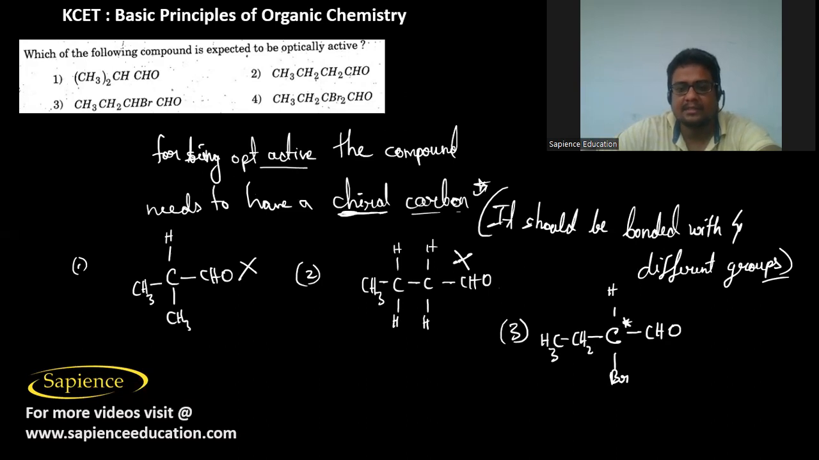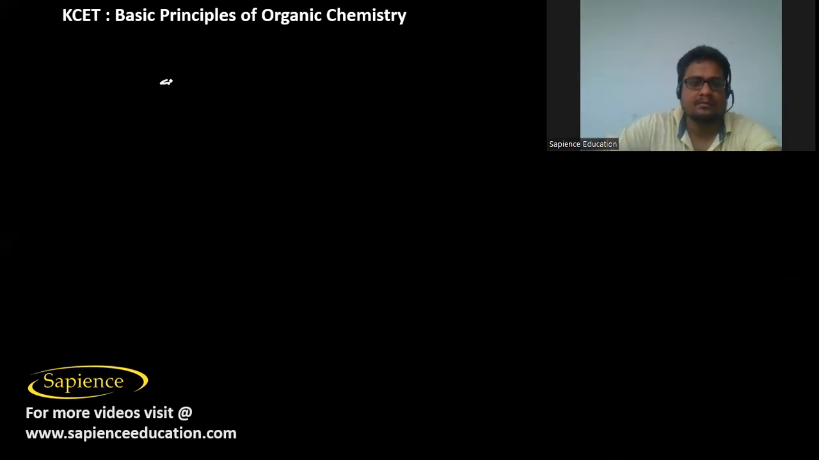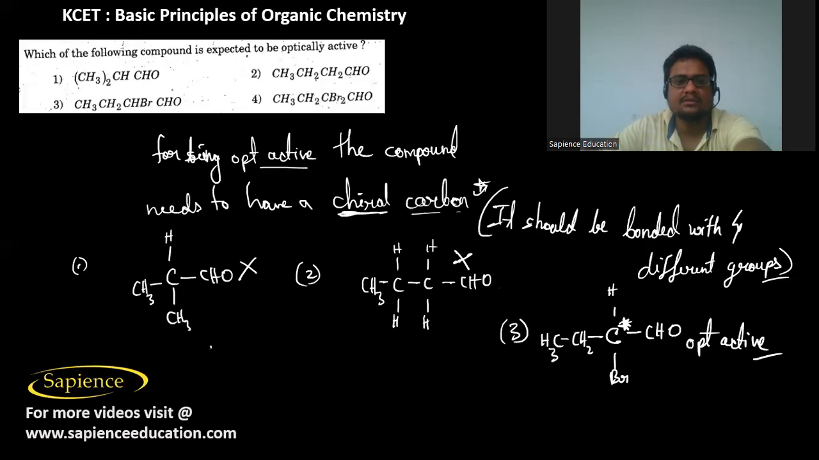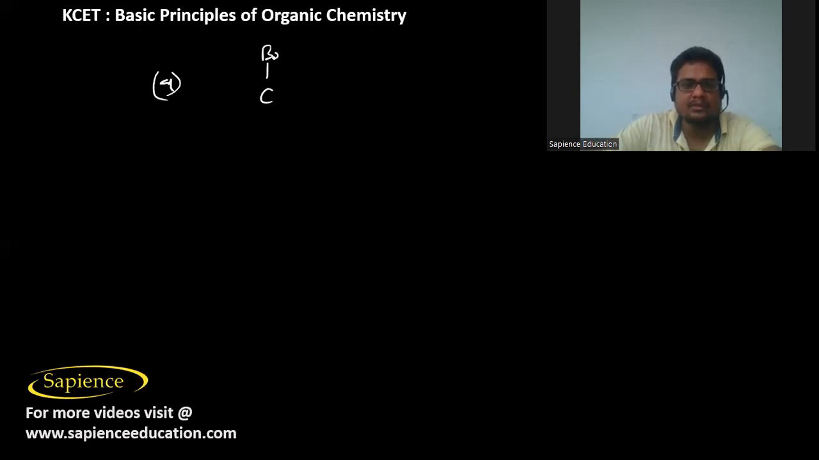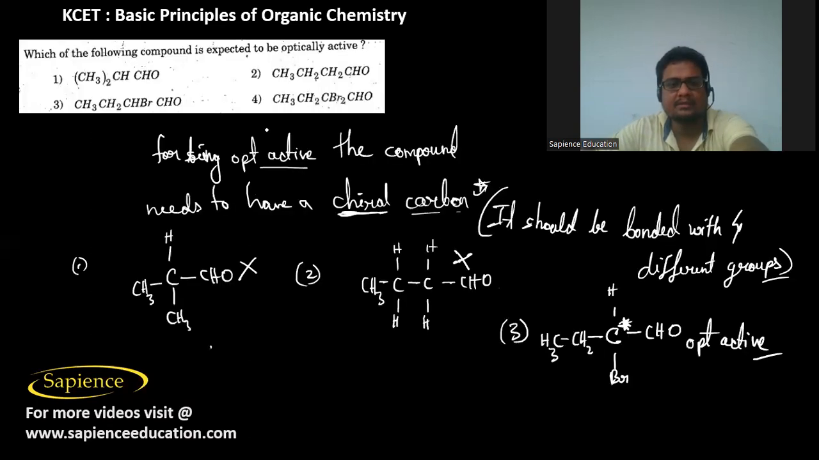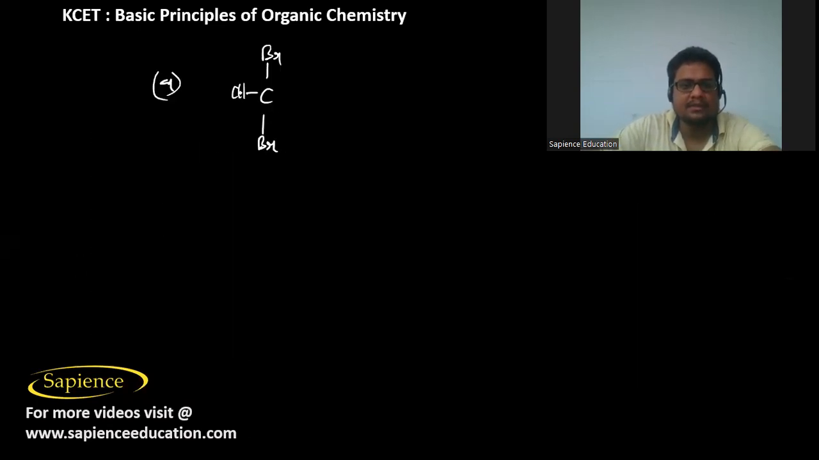Since this carbon is attached to four different groups, it is the chiral carbon, so it is optically active. Then in the fourth one, it is CHCBr2. So this carbon is linked with two bromine atoms, and here we have CH2, and this is CH3, and this is CHO.